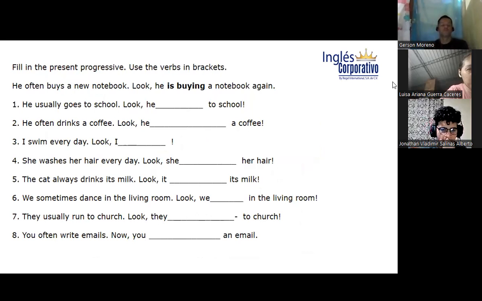He usually goes to school. Look, you use the same verbs. That means you have to use the same verbs used in the first part of the sentence, but in the second part, you will use the ing form. Like the example, he often buys a new notebook. He's buying a notebook again. He usually goes to school. What do you think would be the number one? He's going to school. That's right.